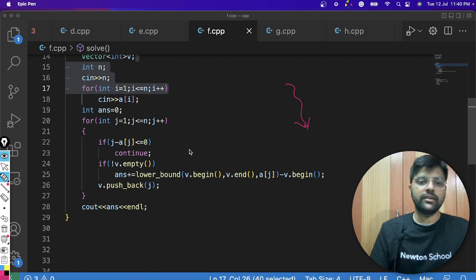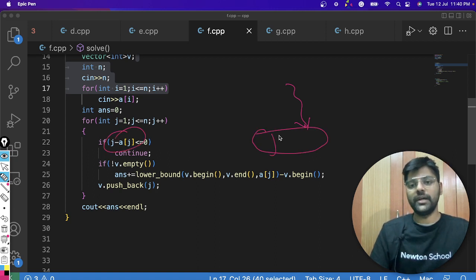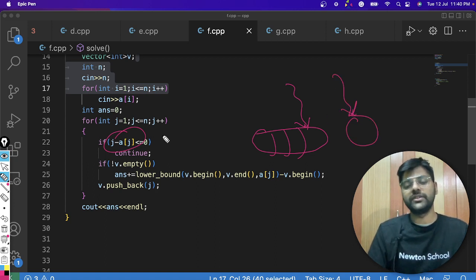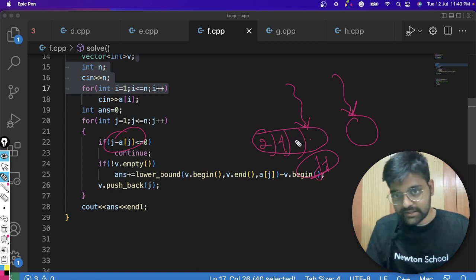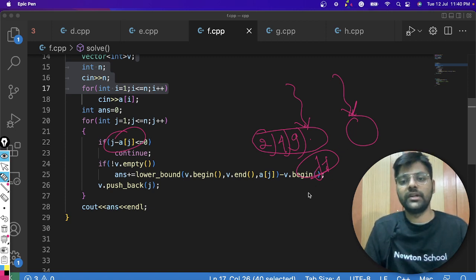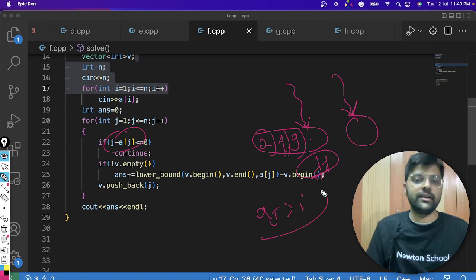So what you have to do is iterate, and if j minus aj is greater than 0, then I will push back j into this vector. When I am at the start of this loop, I have gone through up to j minus 1, and I have the vector of indexes that satisfy this condition. Then only one inequality we need to check, that aj is greater than i.